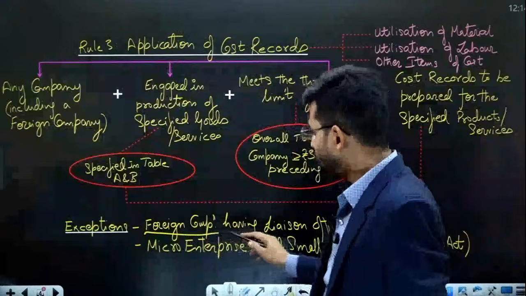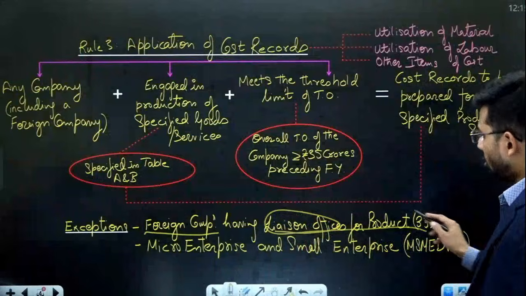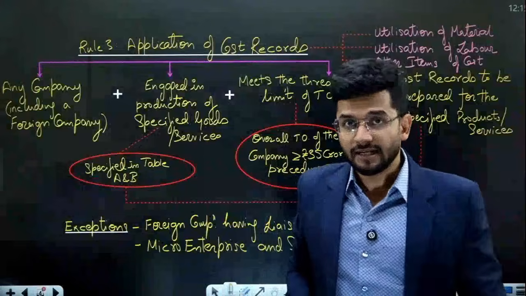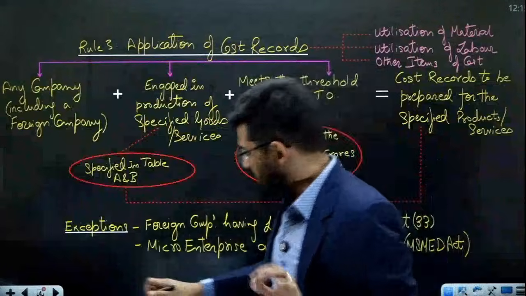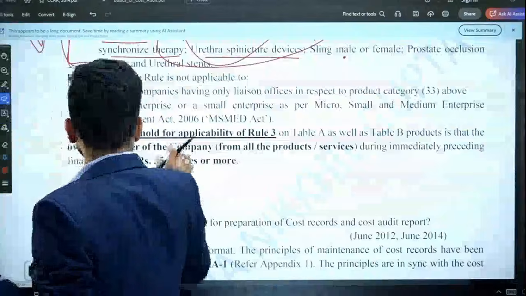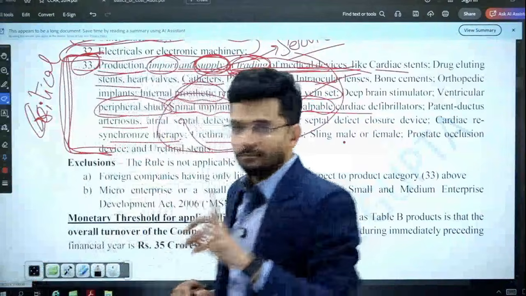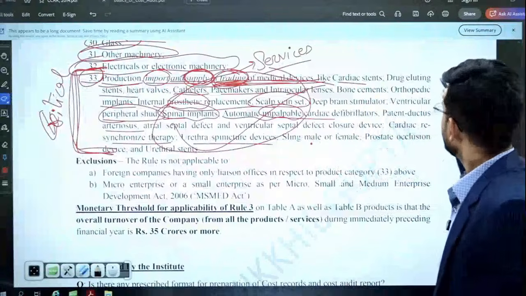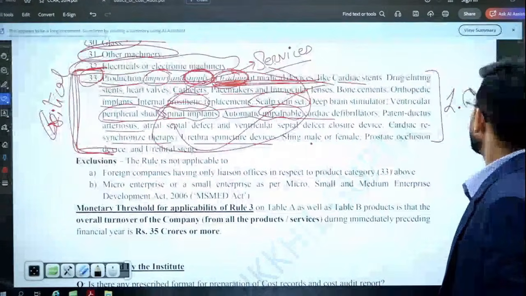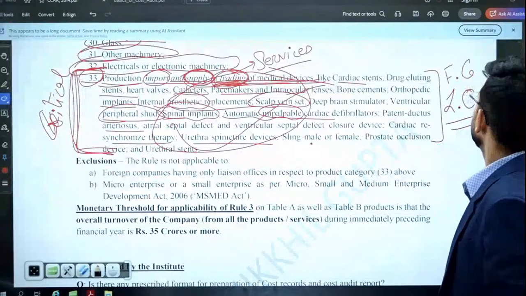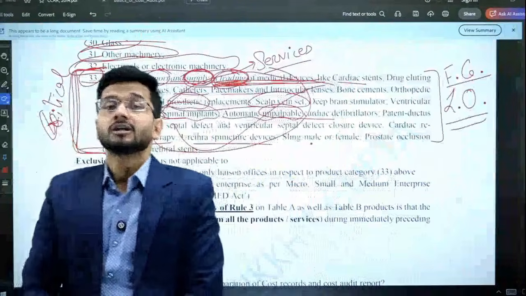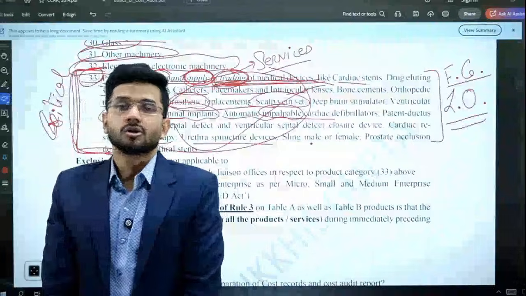Number 1, any foreign company having a license office for product 33 in India. Any foreign company who's only having a license office in India with respect to product 33. What is product 33? That long list of products. So if any foreign company who's having only a license office in India is supplying these goods through that license office, known as LO, those are excluded from cost records, even if their turnover is above 35 crores. They are not required to get their cost records prepared.